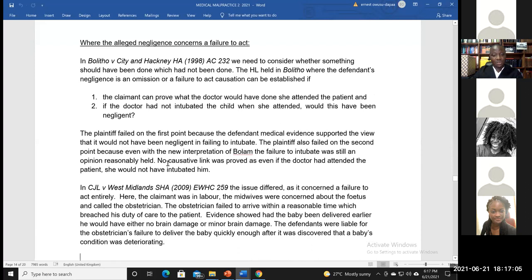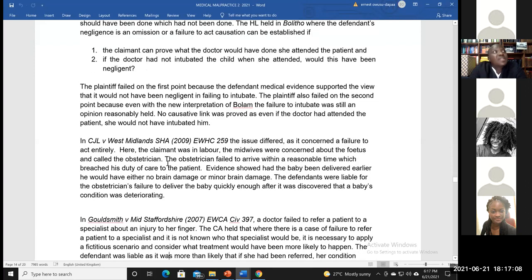Yeah, so please, you also look at a more relatively recent case of CJL against the West Midland Staffordshire Health Authority. And over there, the plaintiff was in labor and the midwives were concerned about the fetus and called the obstetrician. The obstetrician failed to arrive. I told you a certain story when we started medical negligence, and it's very similar to this. He failed to arrive within a reasonable time, which certainly breached his duty of care to the patient. And during the trial, evidence showed had the baby been delivered earlier, he would have had either no brain damage, or if there would even be brain damage, it would be a very minor one.